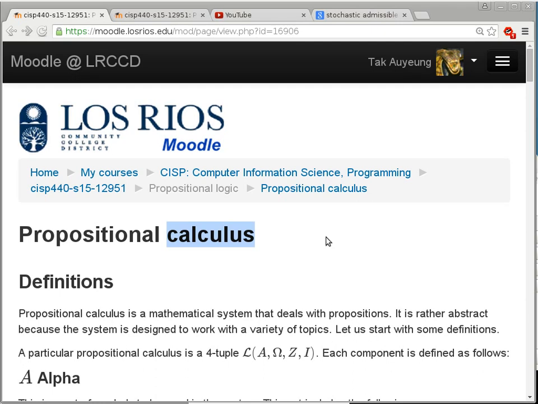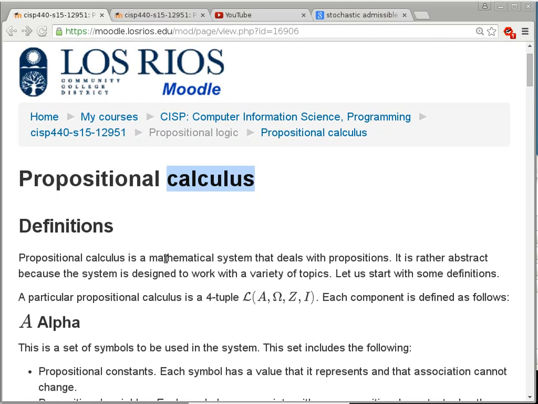So propositional calculus is a formal mathematical system that deals with propositions. And it's rather abstract because the system is designed to work with a variety of topics. In this class, we're only dealing with logic. So in the end, we're only going to deal with propositional logic.